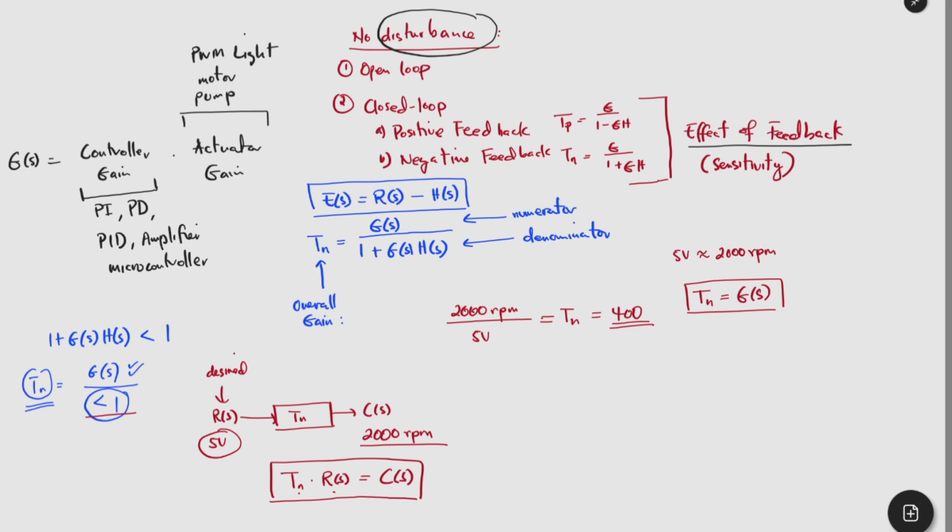And in this case, the G of s will now represent the 400. And if we want to show it using the block diagram, it can be like this that is shown here, where the T of n is equal to G of s, which is the feed-forward gain. Therefore, there is not much disturbance in the output.